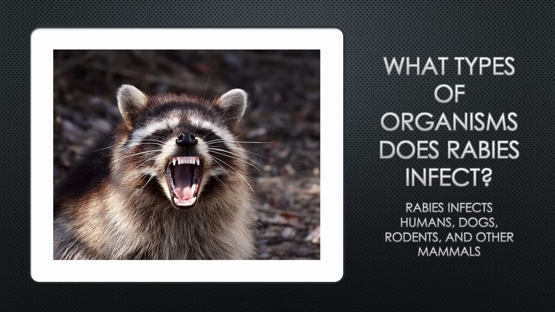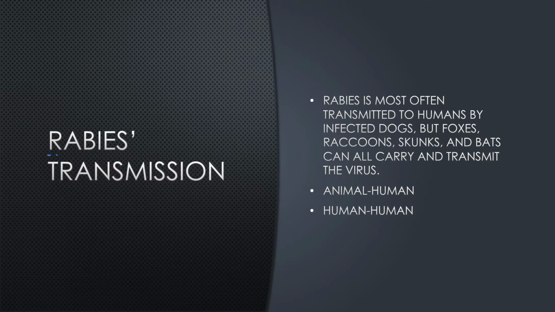So what types of organisms does rabies infect? Rabies infects humans, dogs, rodents, and other animals. And as you can see in that picture, there's a raccoon showing off his lovely rabies smile. Now, rabies transmission. Rabies is most often transmitted to humans by infected dogs, but foxes, raccoons, skunks, and bats can all carry and transmit the virus. With that being said, the transmission is either animal to human or human to human.